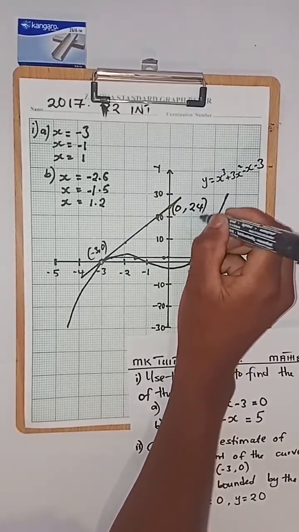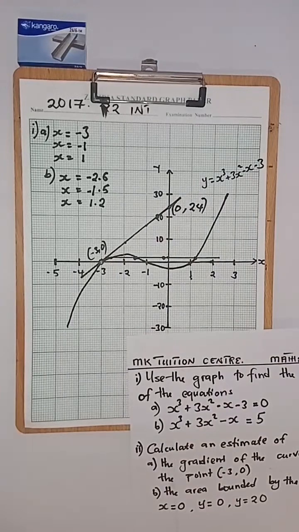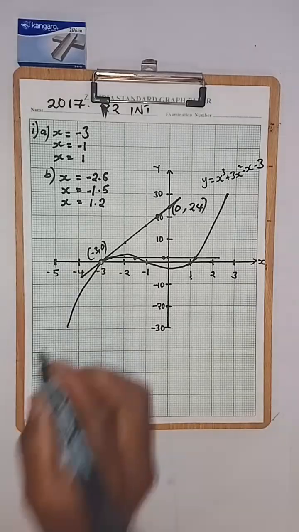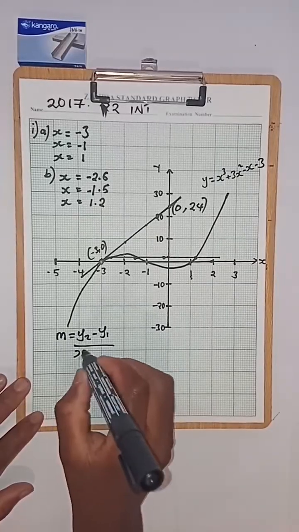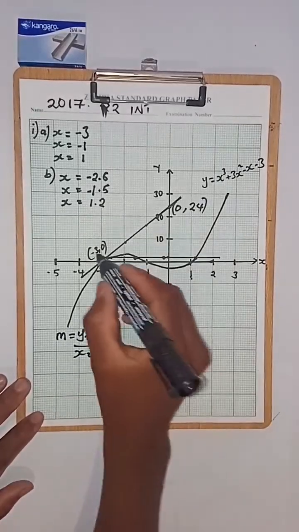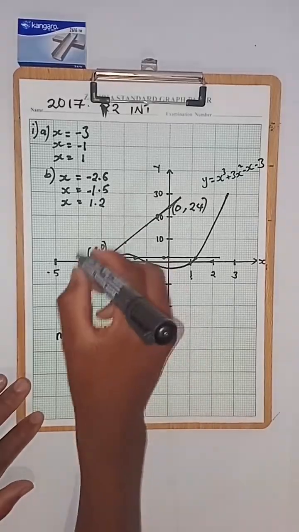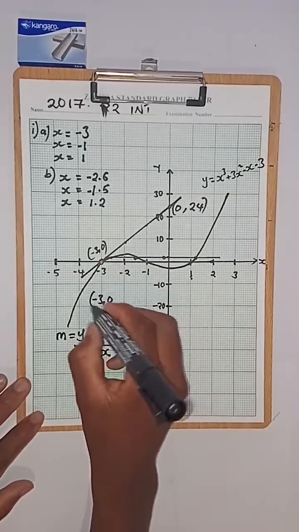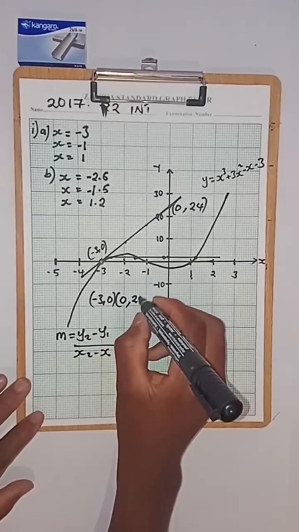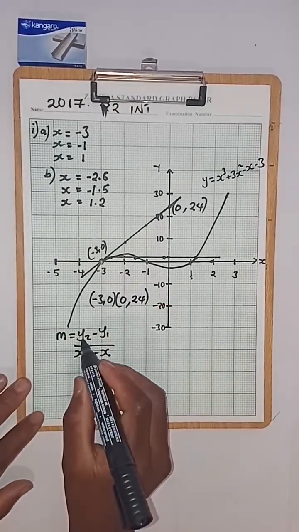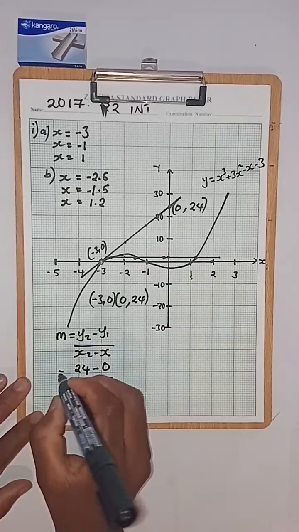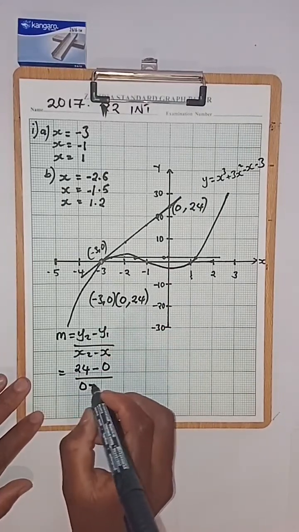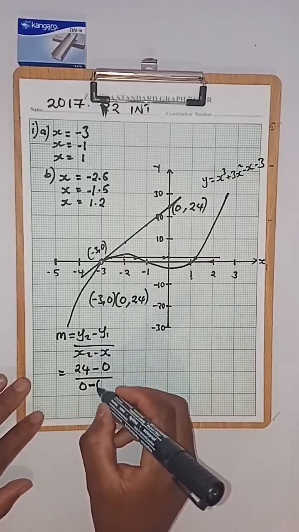So now after having the points, because we are looking for gradient, we are going to say gradient m is equal to y2 minus y1 over x2 minus x1. So now this can be our first coordinates. We're going to have negative 3, 0, like that. Then this will be 0, 24, like that. So here our y2, we have it as 24, minus y1, we have 0 here, over x2, we have 0, minus for the formula, and then x1, we have negative 3.